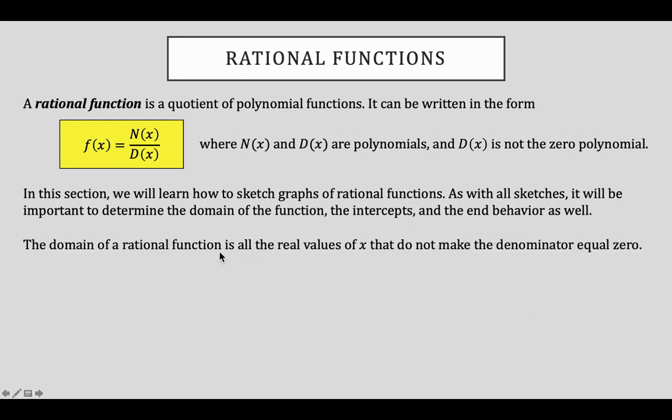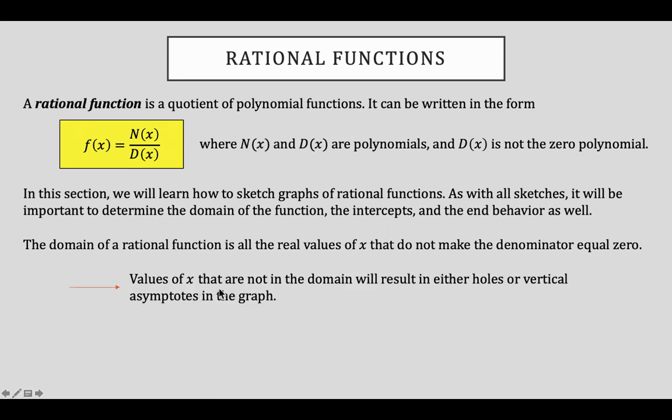The domain of a rational function is all the real values of x that do not make the denominator equal 0. This means, in a lot of these cases, we are going to want to factor the numerator and also factor the denominator. Notice that if the denominator is equal to 0, the function will be undefined. Values of x that are not in the domain will result in either holes or vertical asymptotes in the graph. So anywhere where your function is undefined, you have one of two options. You will either have a hole or a vertical asymptote for these rational functions.